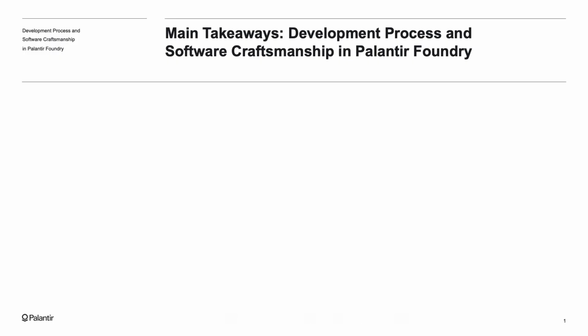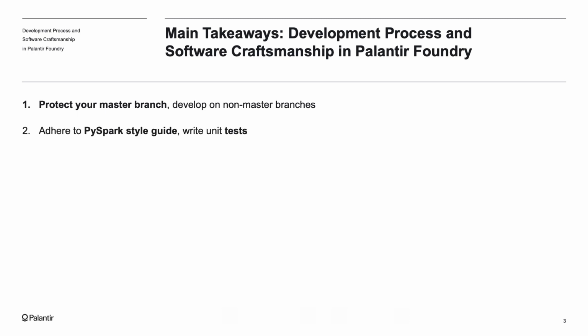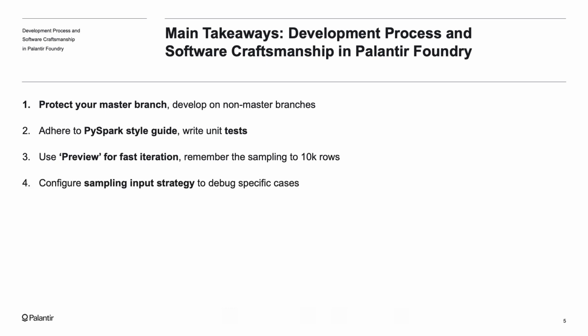Lastly, I'd like to share with you my main takeaways for the development process and software craftsmanship in Palantir Foundry. You should always protect your master branch and develop on non-master branches. Adhere to the PySpark style guide to produce high quality and less error-prone code. Next, use preview for fast iteration, but remember the sampling to 10,000 rows on the inputs. You can configure the sampling input strategy to debug specific cases, and if you want to go further, use the debugger for more complex code.